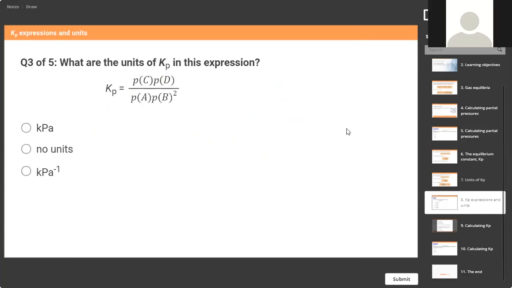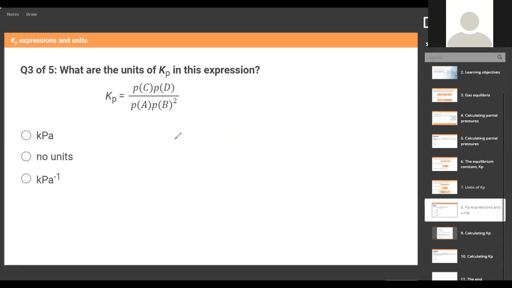This time, what are the units of KP in this expression? So let's just write out the units and cancel them out. I know you could probably work this out, but let's just go through it slowly.